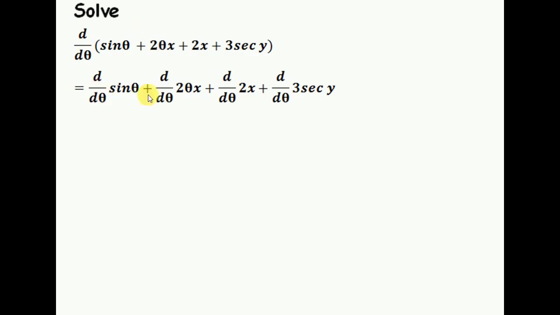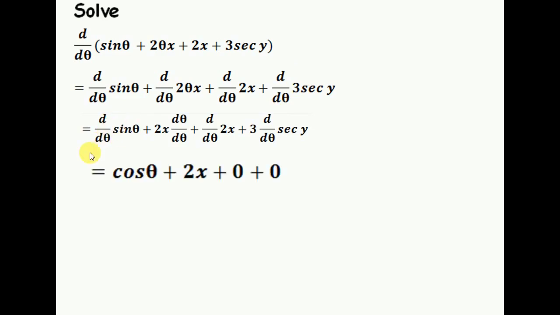So I can open the bracket. Out here 2x is a constant because we are differentiating with respect to theta. Out here 3 is a constant, so I can take them out. So out here d/dtheta of sine theta is cos theta, and d/dtheta of theta is 1, so I'll get 2x. Out here I'm differentiating with respect to theta, but there is no theta, so 2x is constant, so differentiation of constant is 0. Out here also I don't see theta in the numerator, that means differentiation of constant is 0, so the answer is cos theta plus 2x.